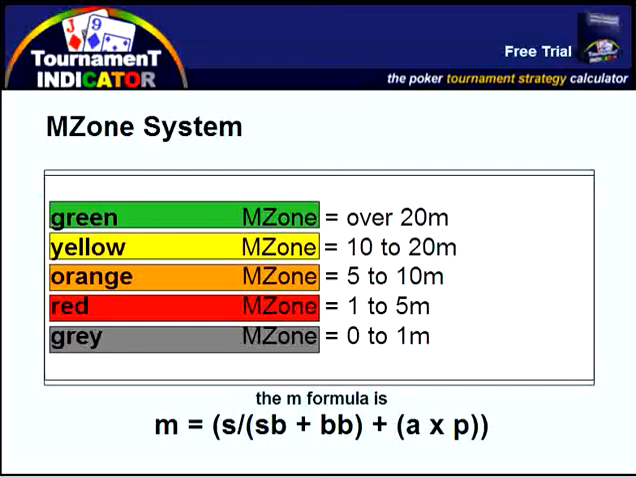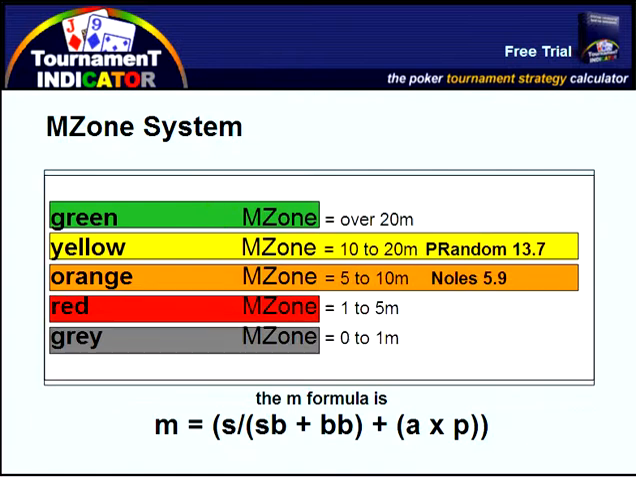Let's have a look now at the 5 colors of M zones. The gray zone has an M ratio of 0 to 1. The red zone means your M ratio is between 1 and 5. If you happen to be in the orange zone, that means your M ratio is between 5 and 10. Here are some good spots to be. In the yellow zone, you will have an M ratio of 10 to 20. And of course, the best spot to be would be over 20. Anything over 20 is considered the green zone.